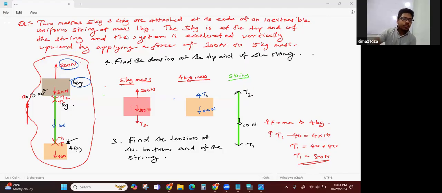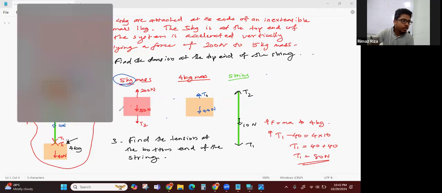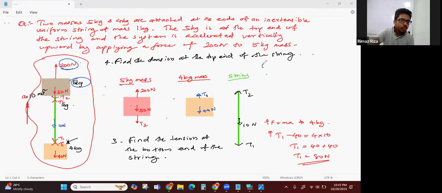Okay, let's see. To find T2, we can consider either the string or the 5 kilogram. If you consider the 5 kilogram here, this is known, acceleration is known, only T2 we need to find. Or if you consider the string, T1 we found and this is known, so T2 can be found. So you can consider either the 5 kilogram mass or the string. I will consider the 5 kilogram. So using F equals ma on the 5 kilogram.